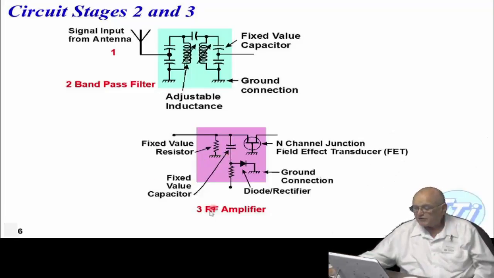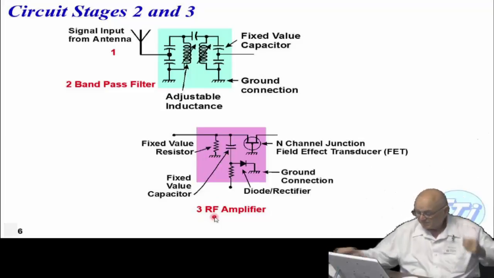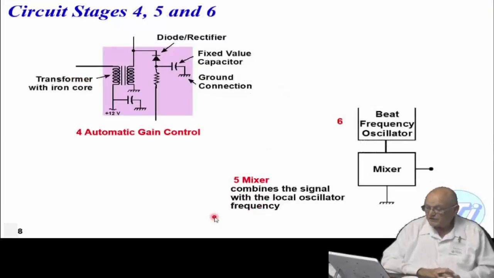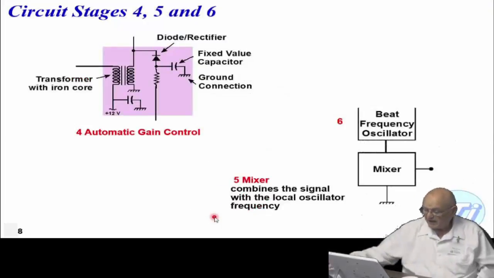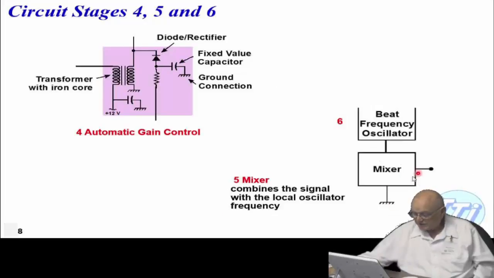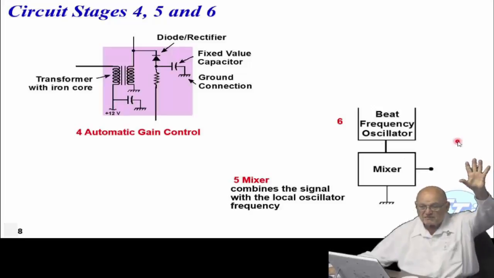RF amplifier. What did I tell you RF stands for? Radio frequency. That's right, radio frequency. That's picking up the radio frequency out of the air. Then it's going into the automatic gain control. We talked about that. But right here, what happens is we've got the mixer that combines the beat frequency oscillator with the signal coming in, and out go 4 signals. And what are those 4 signals, guys? Original 2 plus what? Sum and the difference. Sum and the difference. So there are 4 frequencies out there.